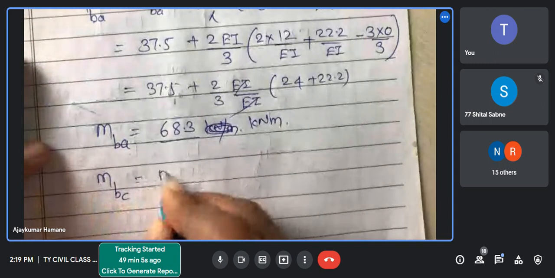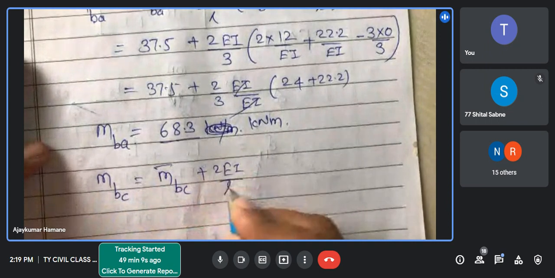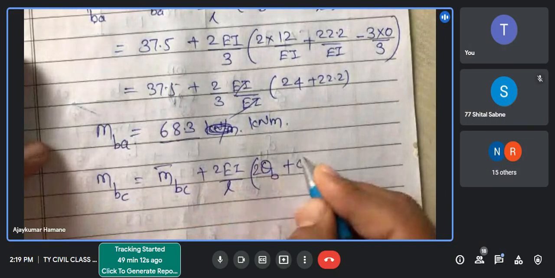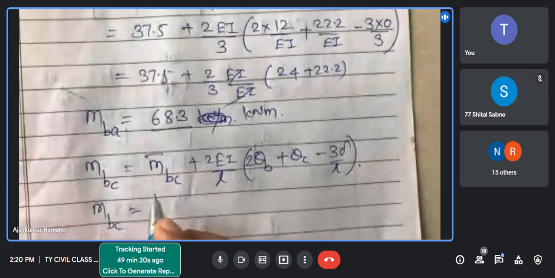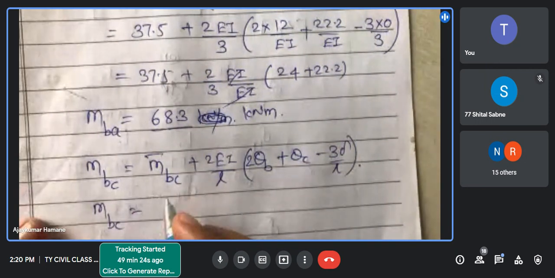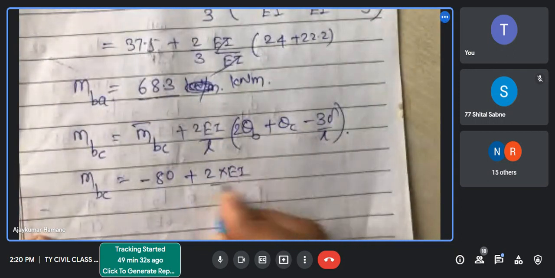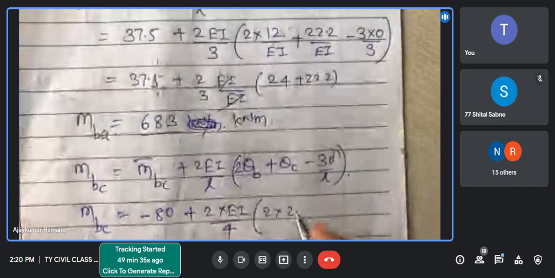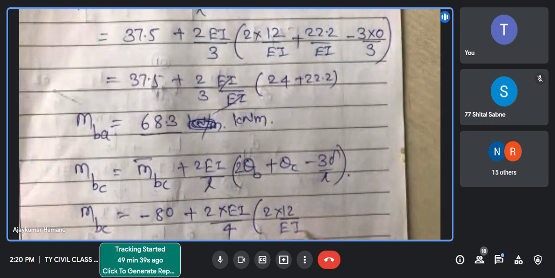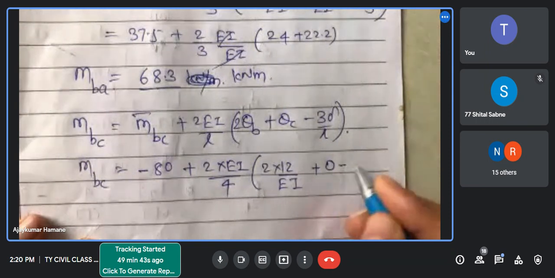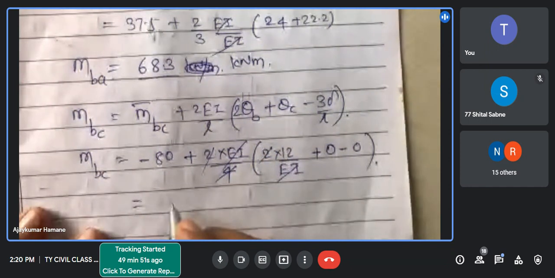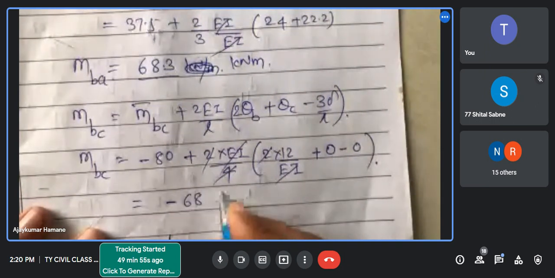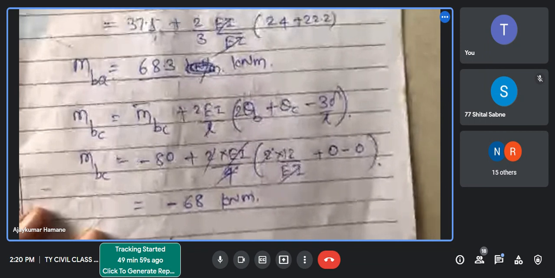Use M bar BC plus 2EI by L, 2 theta B plus theta C minus 3 delta by L. So MBC equals, what fixed end moment did we get? Minus 80, because here we have anticlockwise, plus 2 into EI divided by 4, 2 into theta B which is 12 divided by EI, theta C is 0 because it is fixed, and delta is also 0. So minus 80 plus 6, 12, 68. Simple. Correct?